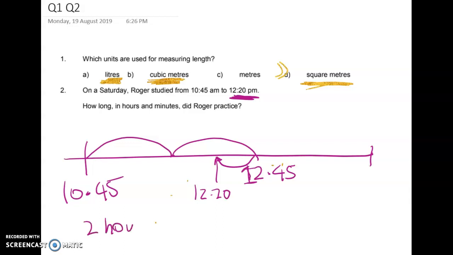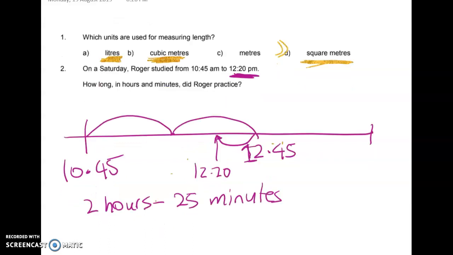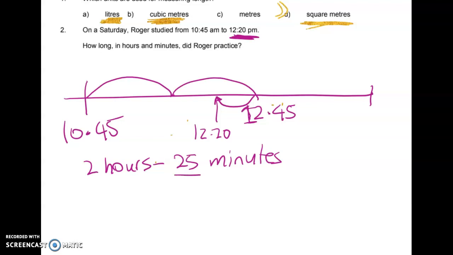So it's 2 hours minus 25 minutes. That's one way to think about it. So how long did he practice? Well, there are 60 minutes in an hour, so this is 1 hour and 35 minutes.